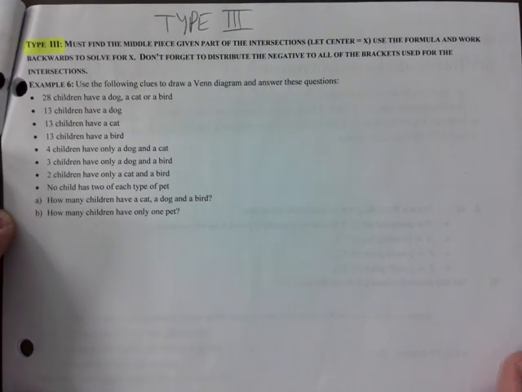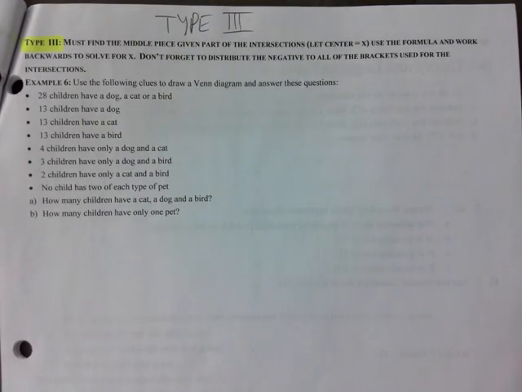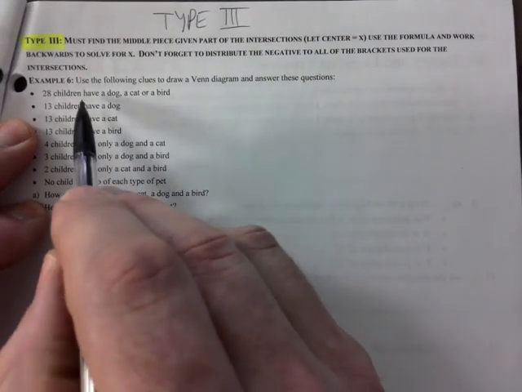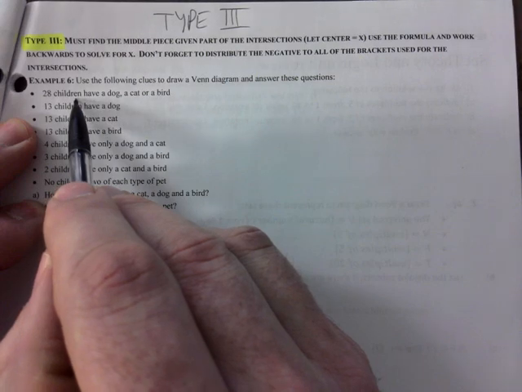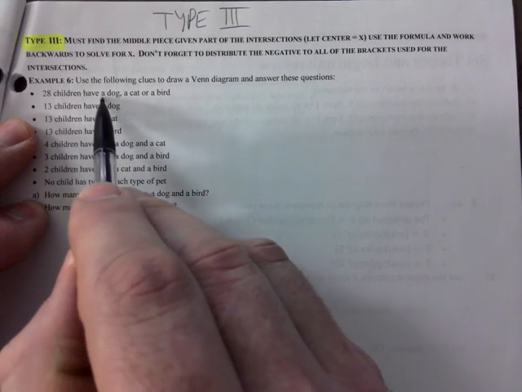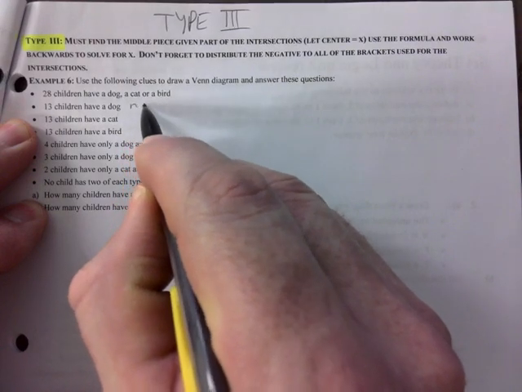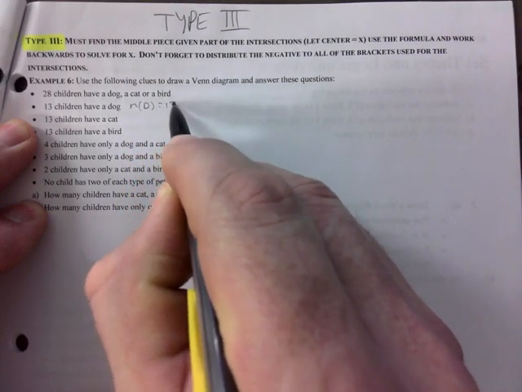What I liked is what I saw is that you were putting the number in the right places. So I like that you noticed that part. So that didn't throw you off, as far as I could see. So here we go. We have got children. 28 children have a dog, cat, or a bird. So there we have our N of D is 13.